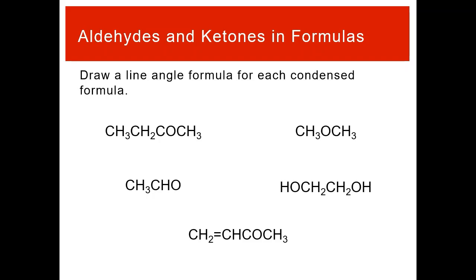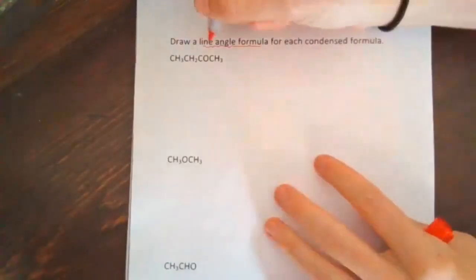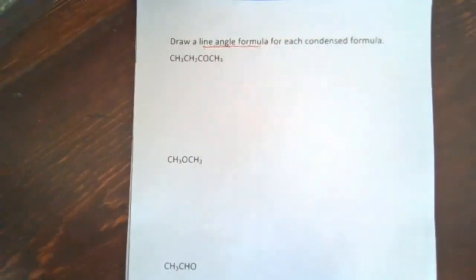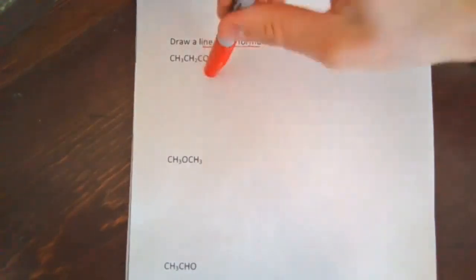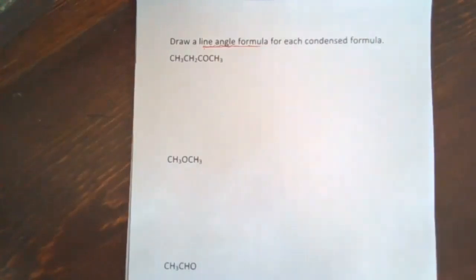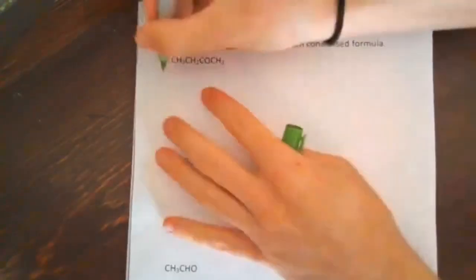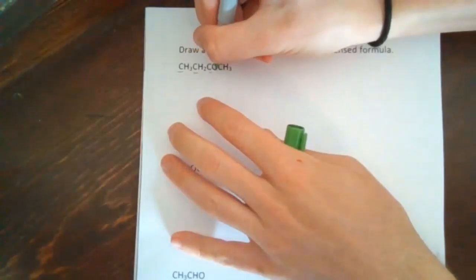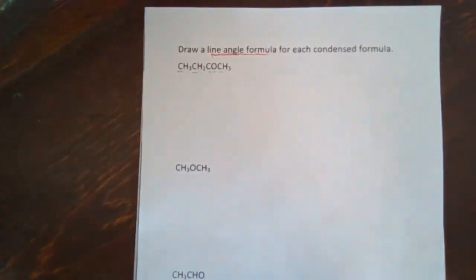All right, so this can add some complications. We want to take some time to look at interpreting some condensed formulas and make some line angle formulas. So I have 5 condensed formulas. I want to take these and draw some line angle formulas. We're looking for a line angle formula here, and we're given condensed formulas. When I want a line angle formula, what I really want to focus on are the non-hydrogen atoms. I'm not going to be indicating the hydrogen atoms in any way. So I just want to look at: I have carbon, carbon, carbon, oxygen, carbon. Those are the only things that I need to indicate here.